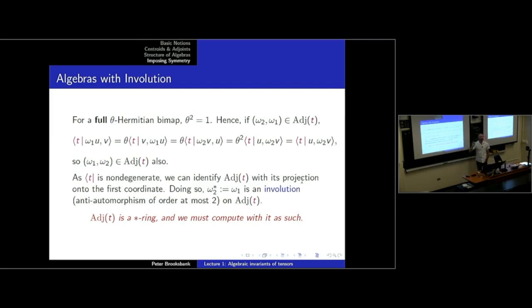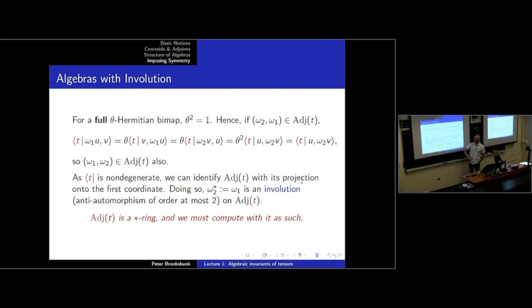Now again, remember that T is a non-degenerate map here, so in a similar way to what happened with the centroid ring, if you restrict to one of the codomain modules, V, then you get a faithful representation of the adjoint ring. And if you simply assign omega 2 star to be omega 1, then what you end up with is something that has obviously order 2. If you do it twice, you get back to where you started. It has an order at most 2, I should say. But it's also not quite an automorphism, it's an anti-automorphism. And this is because of the presence of the star, the op, I should say, in the adjoint ring.